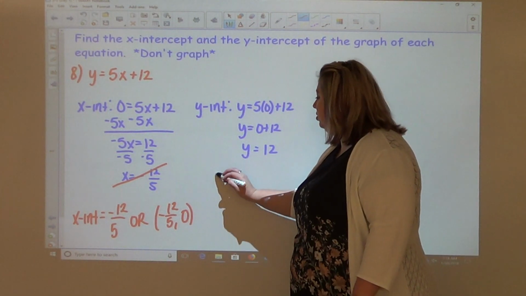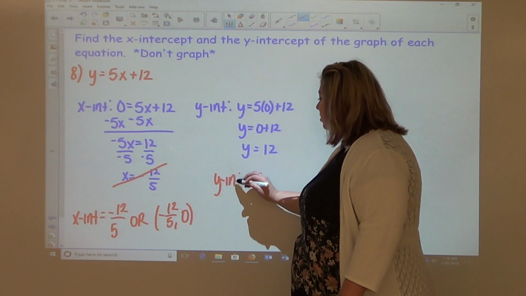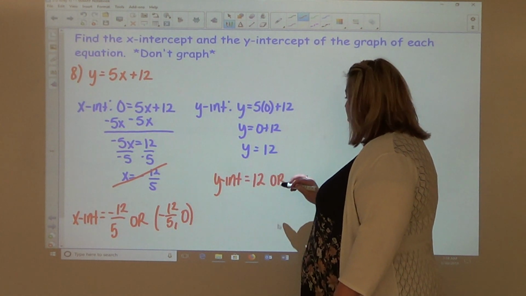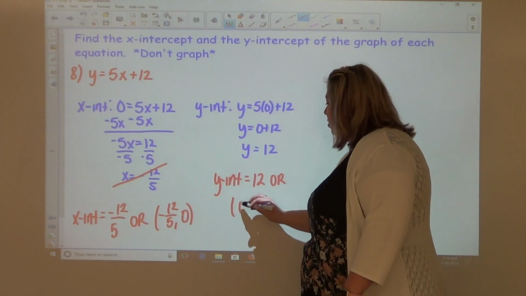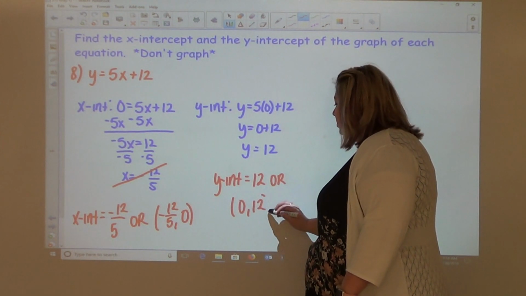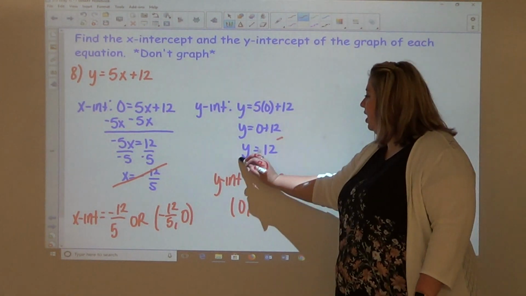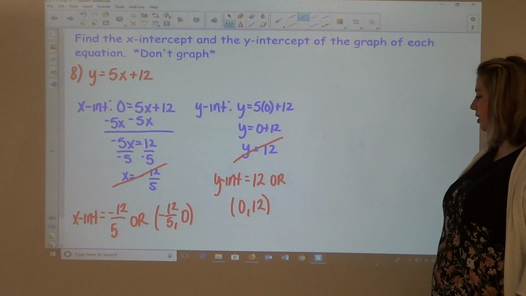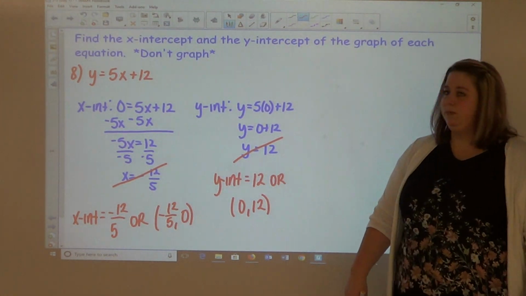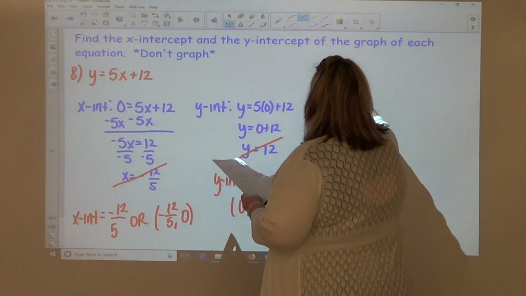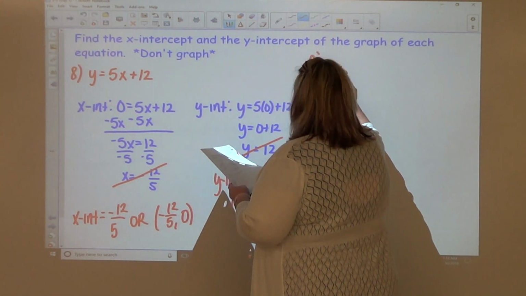So you have two options. You can write the y-intercept is equal to that number, or you can put it as a point, which would be 0 in for x, and then the 12 for your y. But do not write it like a line. It's not a line. It's a point. Okay, we'll do one more example of these, and then we'll be done.